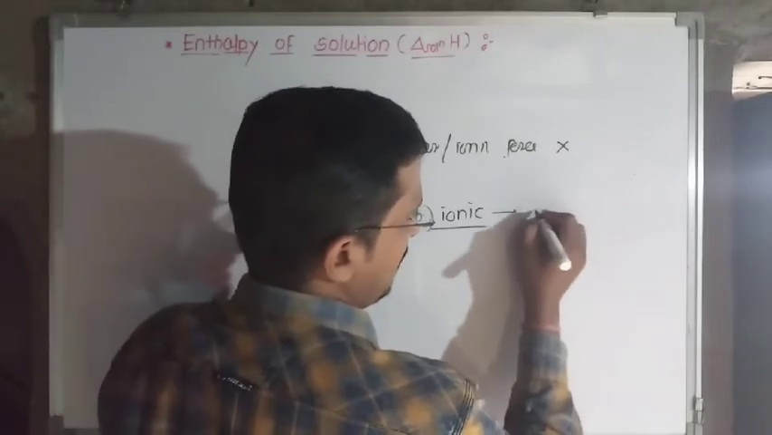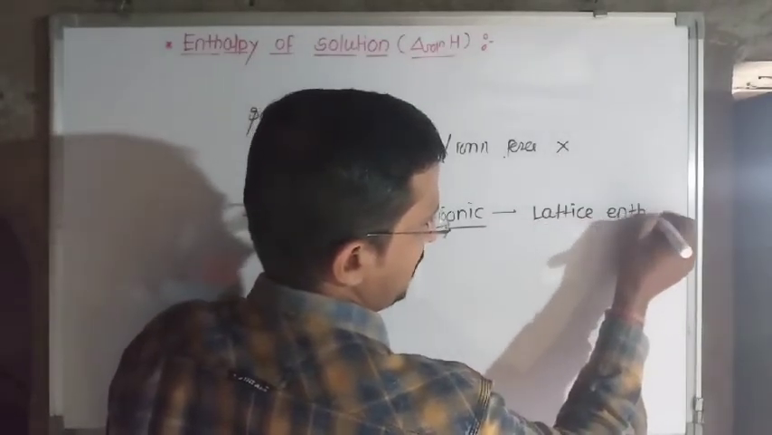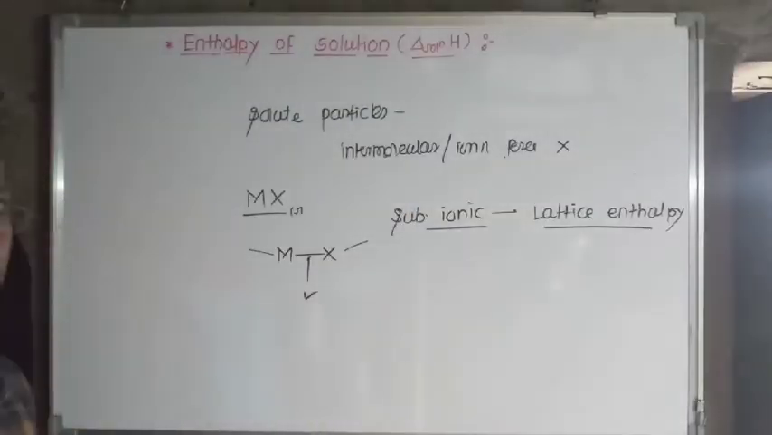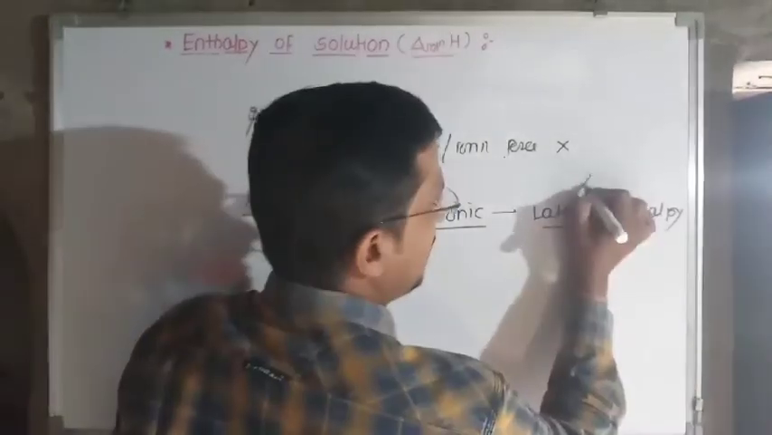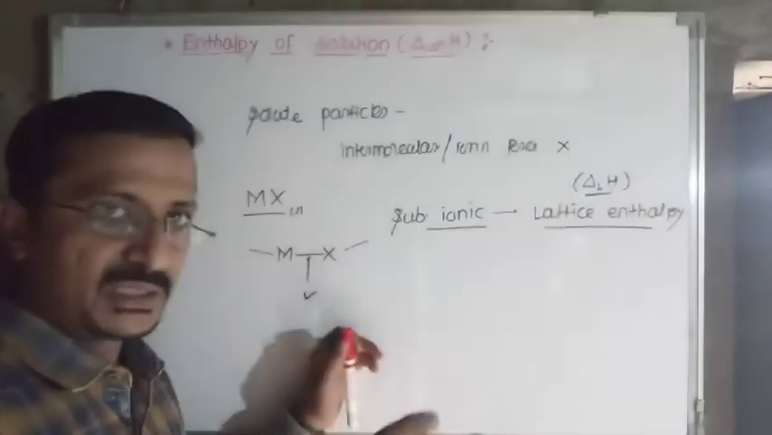It is called lattice enthalpy. Remember that, when an ionic compound is there, the enthalpy change is called lattice enthalpy, represented by the symbol delta LH, where delta H is the enthalpy change.